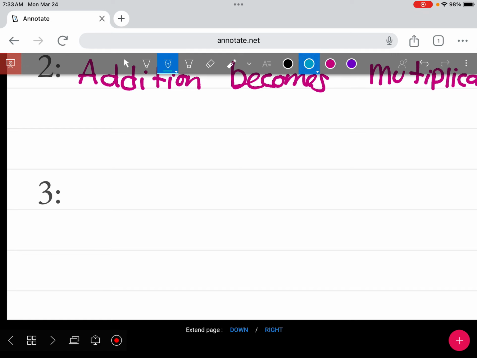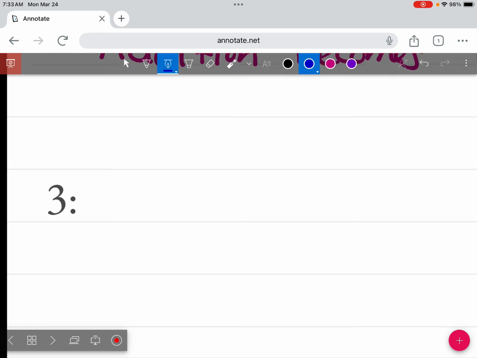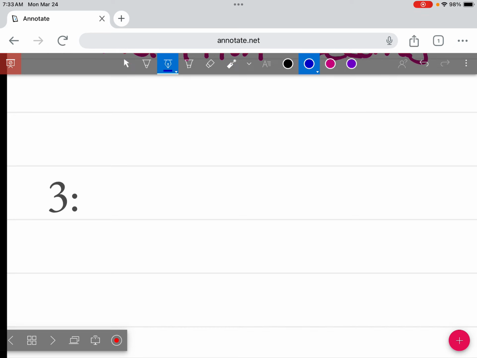And then lastly, since we began with subtraction last time, we're going to end with subtraction this time. Other way around. Subtraction becomes division.